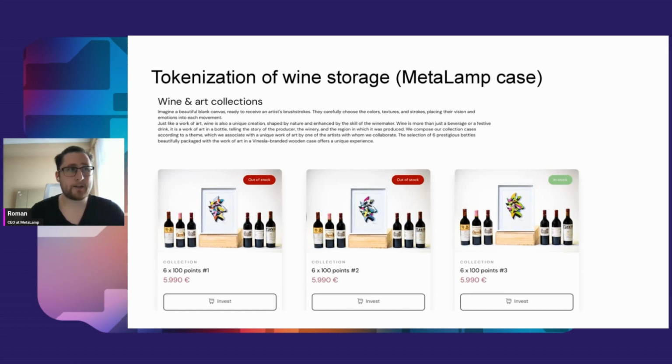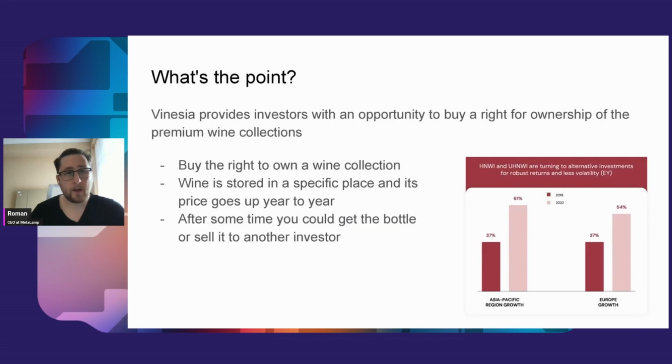I decided that it would be interesting to tell you about that, because it's a real case. It works right now, and you can find it and buy a wine collection through their platform, buy the NFT backed by this collection. So, how it works. The company is called Venezia.